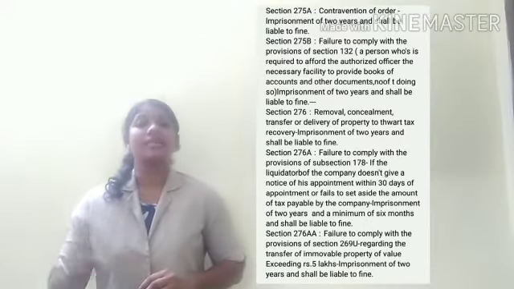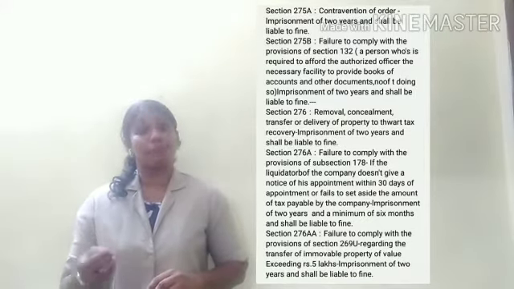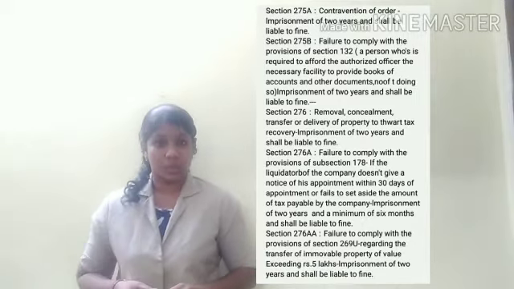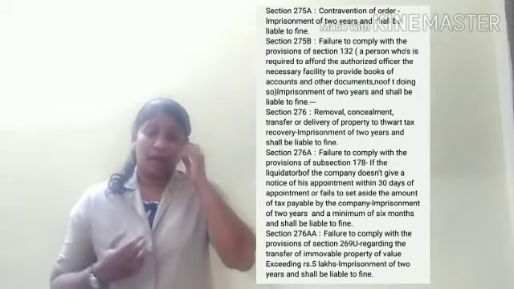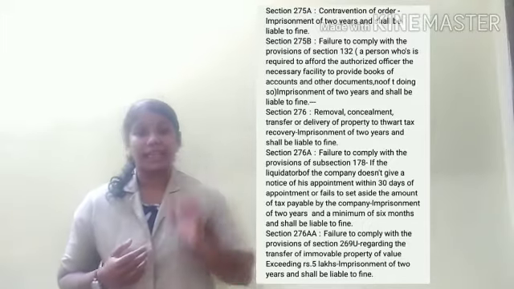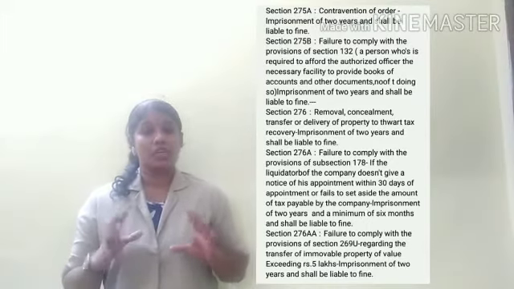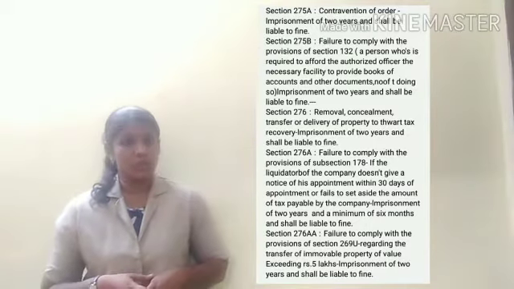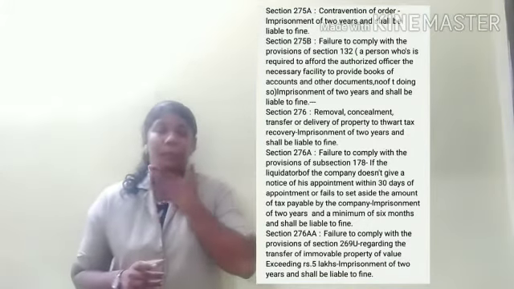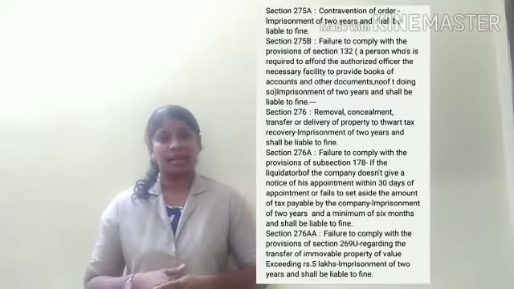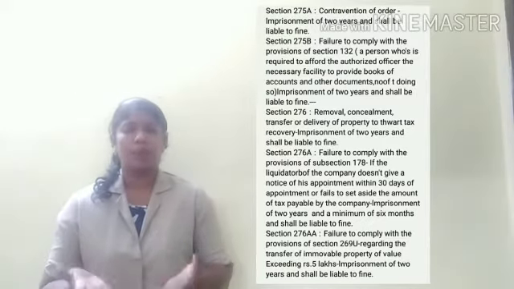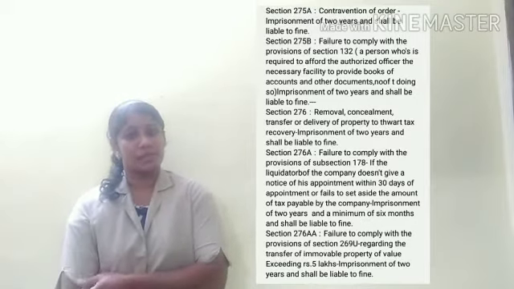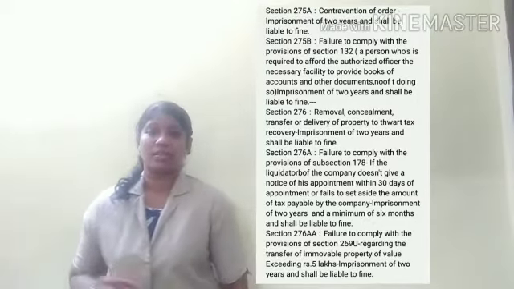So the next one is removal or concealment of property in order to thwart tax recovery. Thwart, the spelling is T-W-A-R-T, and the pronunciation is thwart, which is defined under section 276. Tax recovery, you have studied: the amount which is paid by the income tax assessee as a part of the recovery made by the income tax officer is known as tax recovery.